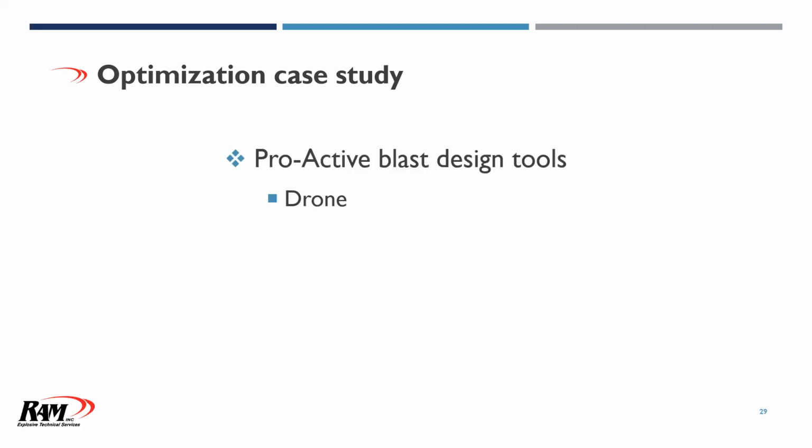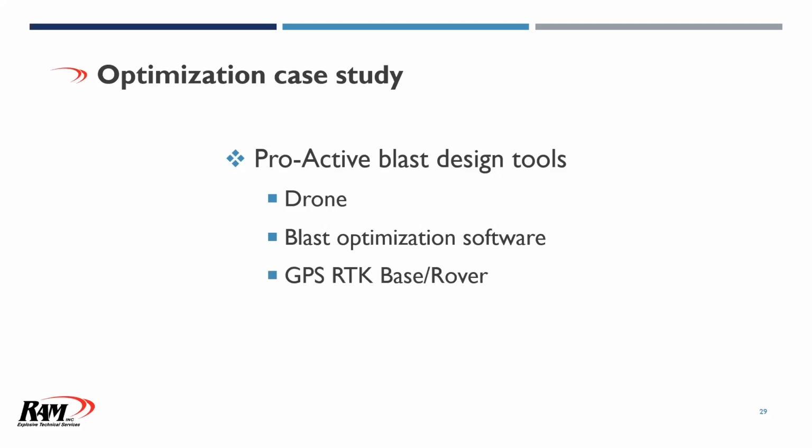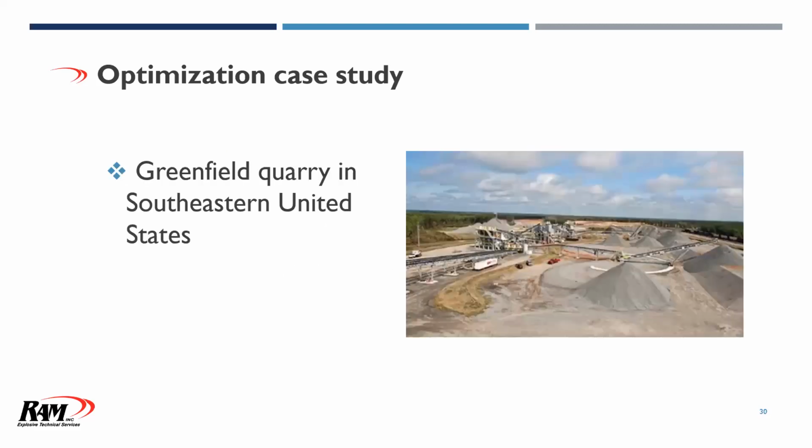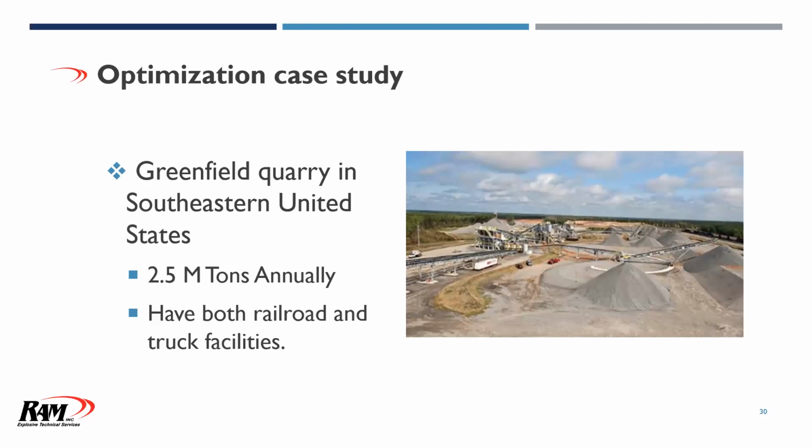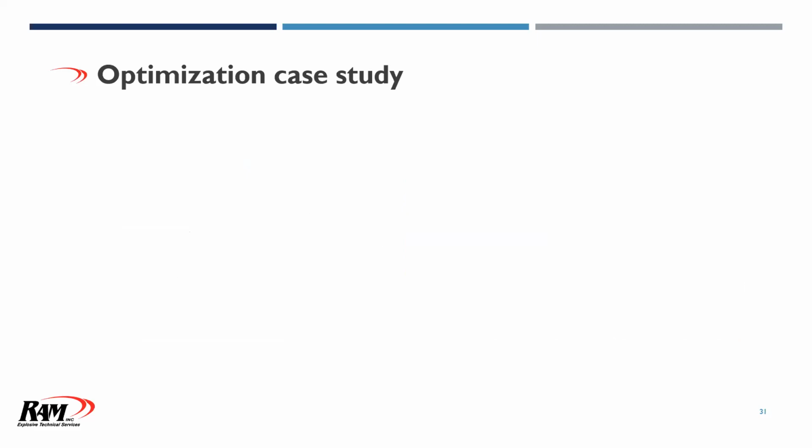So the tools used here, we had a drone, blast optimization software, GPS, and a borehole survey system. This particular case study was at a quarry located in southeastern US. It was a 2.5 million ton a year operation. They had both rail and truck facilities there.